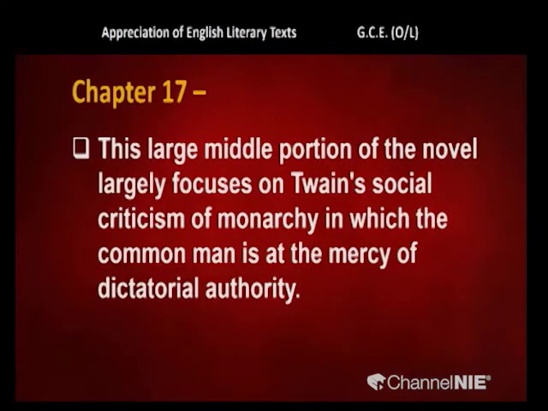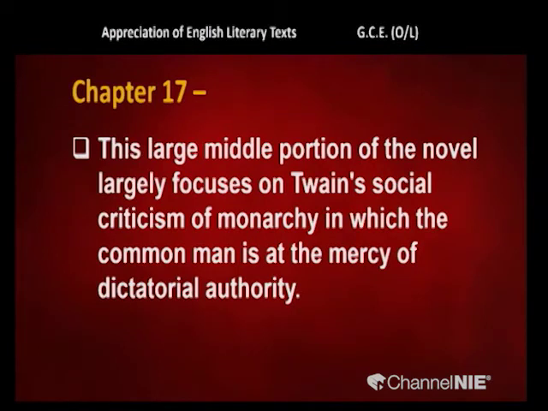The chapter also provides another history lesson in its description of the pageantry of the state dinner. Twain was obviously well read in the history of this period, and his knowledge is quite apparent in the abundant descriptions of historical details. Chapter 17.